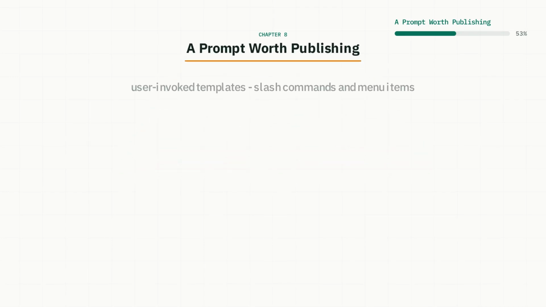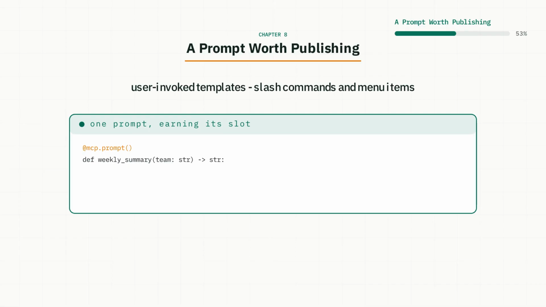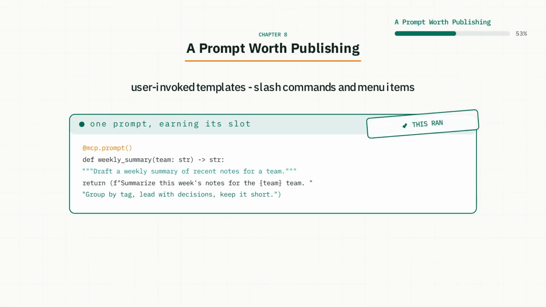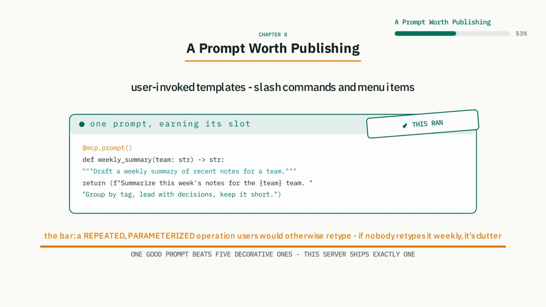Chapter 8, a prompt worth publishing. The bar it must clear. Prompts are user-invoked templates. They surface as slash commands and menu items. The decorator mirrors the others: a function, parameters, a docstring, returning the prompt text. Ours is weekly summary, taking a team name, returning instructions to group by tag, lead with decisions, and stay under a length. The bar: a prompt earns its place when a repeated, parameterized operation exists that users would otherwise retype. If nobody would retype it weekly, it's clutter. One good prompt beats five decorative ones, and this server ships exactly one.